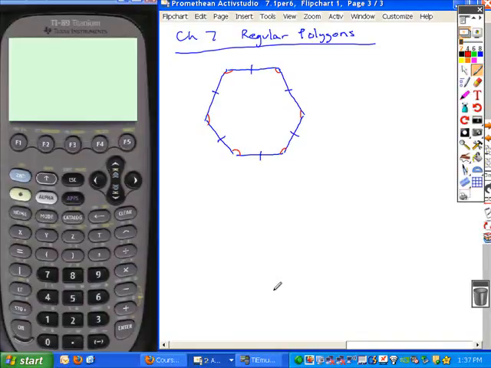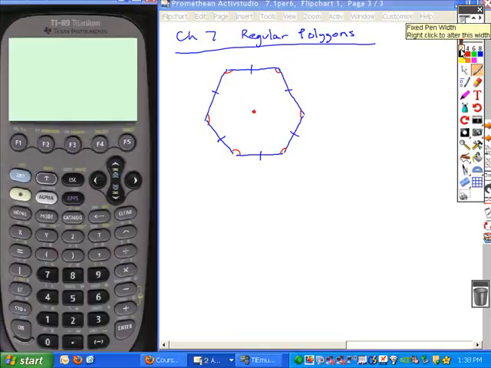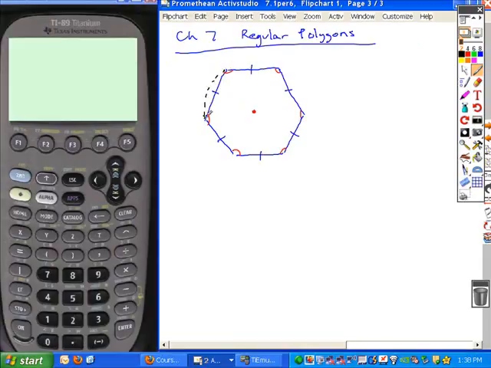Okay, so the first thing is taking a look at a regular polygon. Regular polygons, again, have all equal sides, all equal angles. And if you were to locate the center of a regular polygon, what you would see is it also happens to be the center of a circle that can pass through all the vertices of that regular polygon.